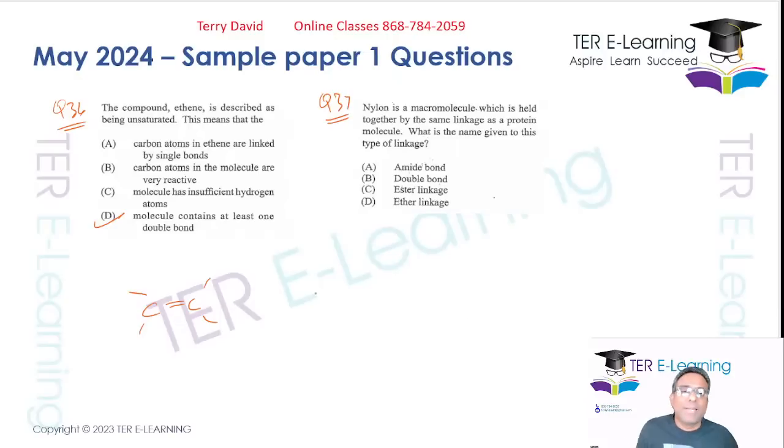Question 37. Nylon is a macromolecule which is held together by the same linkage as a protein molecule. What is the name given to this type of linkage? What are you talking about here for question 37?